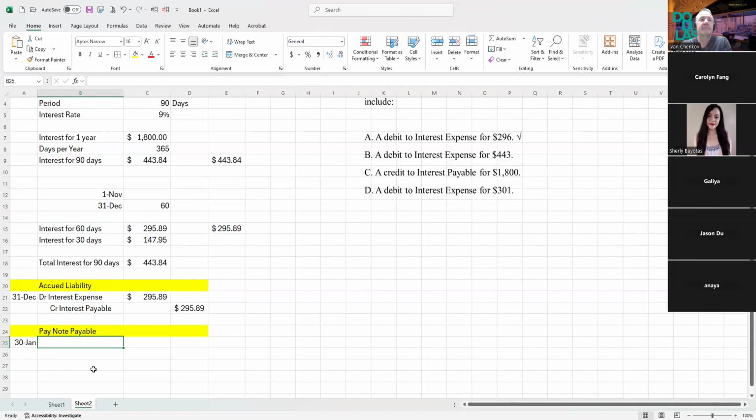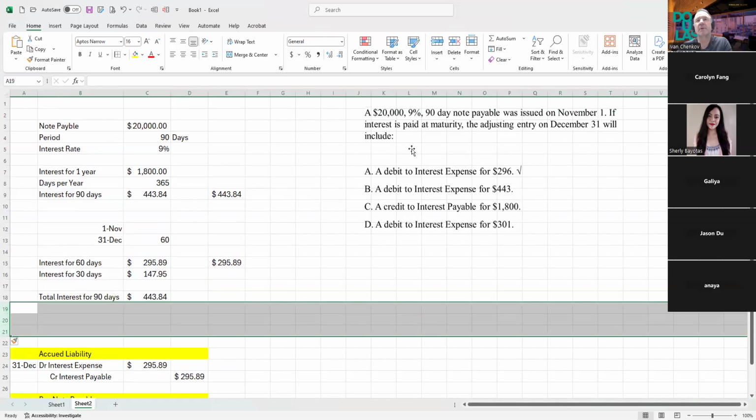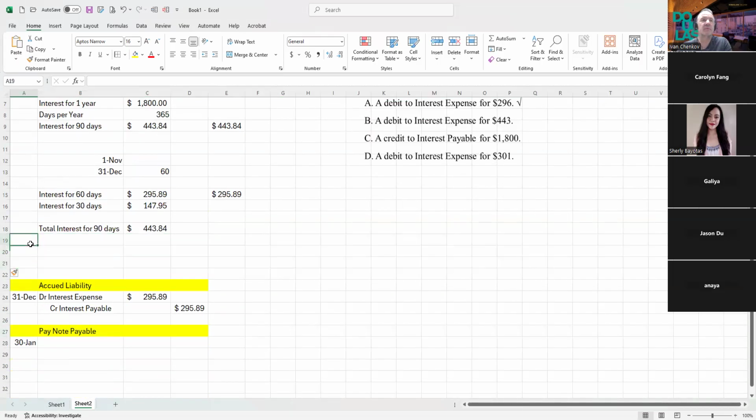So, date of payment. How much do I have to pay? How much cash do I have to pay? Do I have to pay for the note payable? Yes. How much is my note payable? Let's issue this note payable. Let's go with the issuing date and let's issue the note payable. We issue it on November 1st.